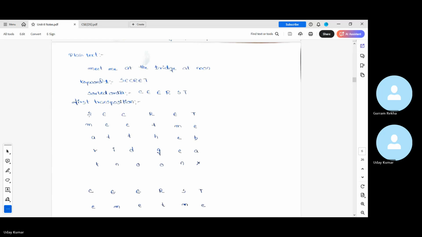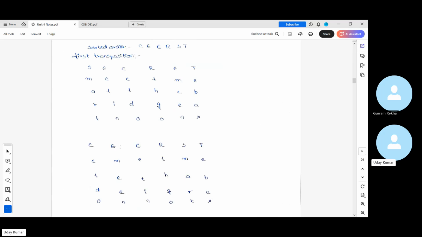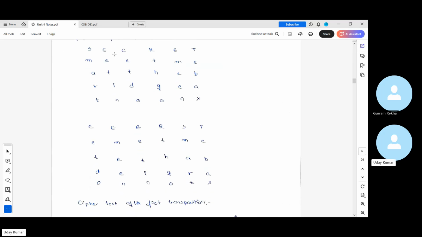So secret, you just write secret and then write meet me at the bridge at noon. So this is empty. This empty cell can be left as it is, or it can be replaced with a character that is not present in the plain text. So I have replaced it with X here. Okay. Now, once you get the columns, these are all the columns that you get, students. So what you do is you arrange this. So you get CEERST.